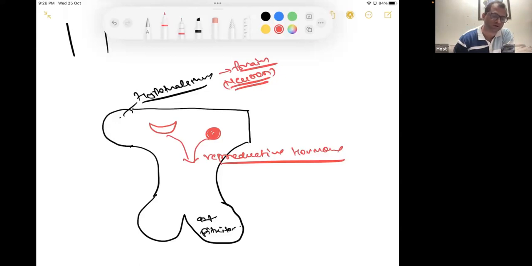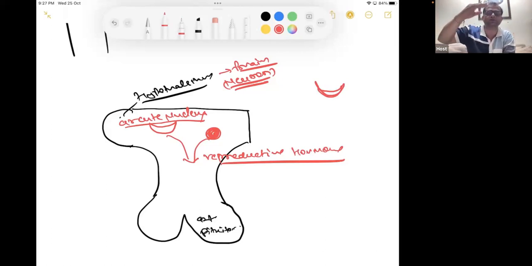One is a moon-like structure, or we are telling it arcuate nucleus. Right? It's like an arch. ये arch की तरह होता है ना, ये arch है. इसलिए इसे arcuate nucleus कहते हैं. The nucleus like an arch. It's making the reproductive hormone. And there is another, it is called pre-optic nucleus. There are two things, right?